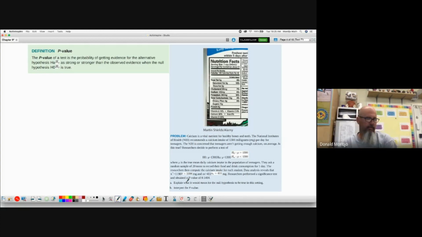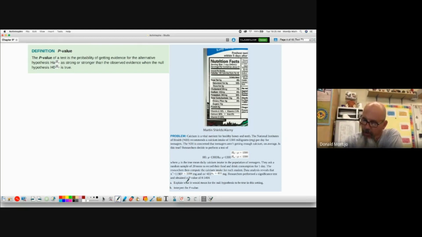Now, calcium is a vital nutrient for healthy bones and teeth. The National Institute of Health recommends a calcium intake of 1,300 milligrams per day for teenagers. The NIH is concerned that teenagers are not getting enough calcium. On average, is this true? Researchers decide to perform a test.